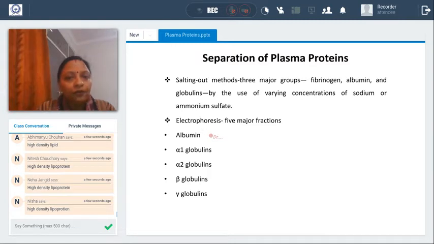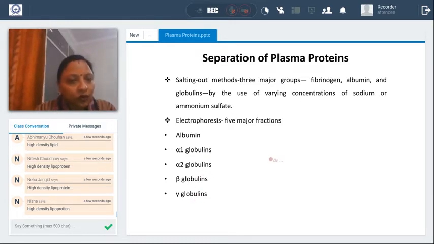Electrophoresis, you all know. By electrophoresis, we can separate these 5 major fractions of plasma proteins: albumin, alpha-1 globulins, alpha-2 globulins, beta globulins, and gamma globulins. As I earlier said, albumin, globulin, alpha, beta globulin, and gamma. So these are alpha globulins, beta, and gamma. 1, 2, 3, 4, 5. Now, is it clear to all of you? 5 major fractions of plasma protein. Please write in the box. Is it clear to all of you?